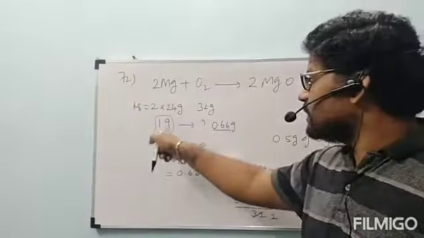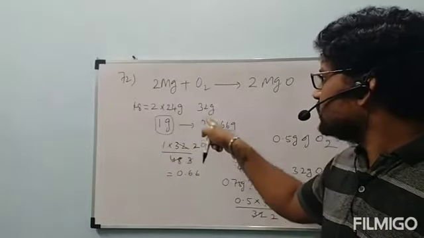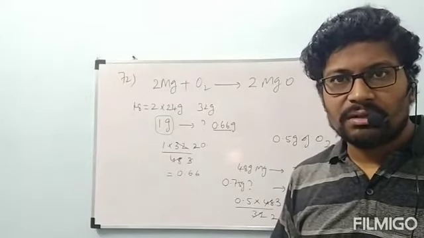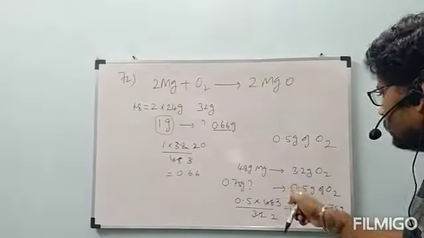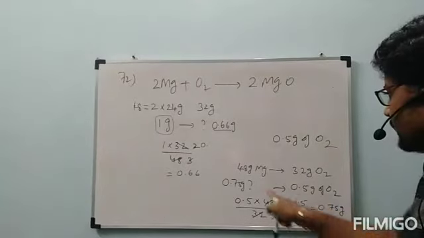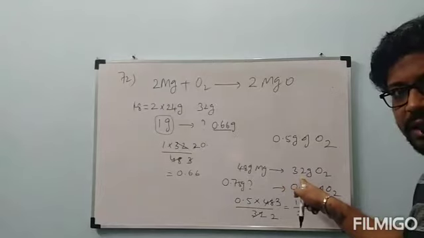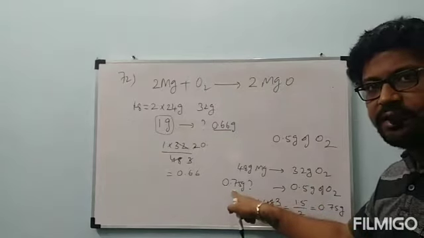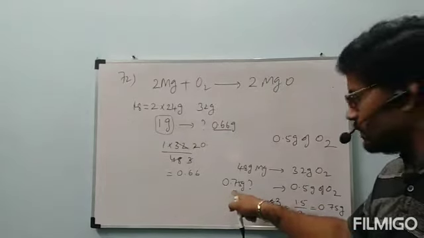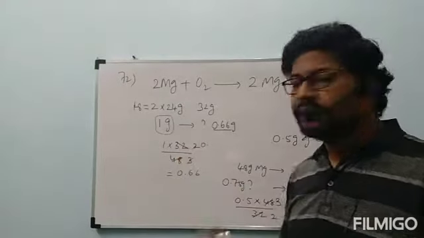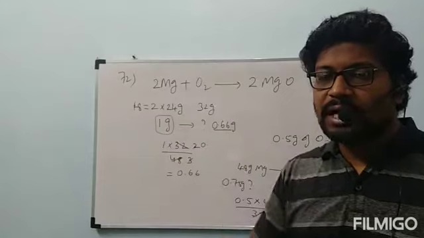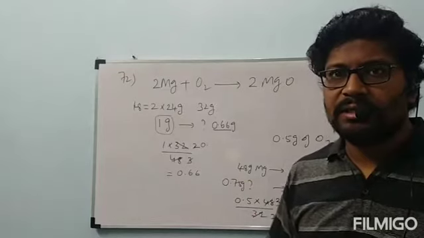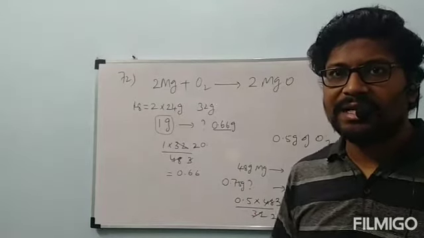I found according to magnesium first, but we didn't get the correct answer because they supplied only 0.5 grams of oxygen. We need to find the limiting reagent, so according to that, I found oxygen also. 48 grams of magnesium reacts with 32 grams of oxygen. 0.5 grams of O2 reacts with 0.75 grams of magnesium. But they supplied 1 gram of magnesium, so out of 1 gram, only 0.75 grams will react. The remaining 0.25 grams will remain as unreacted magnesium.